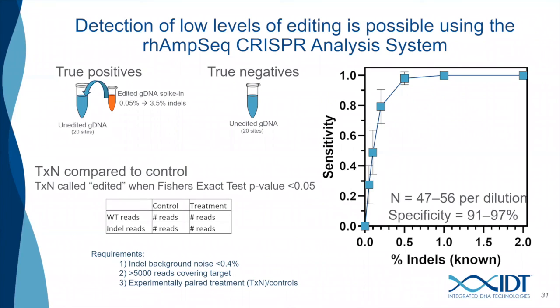Essentially what you can see here is that with 47 to 56 pairs per indel dilution, we're able to correctly characterize 95% of true positives down to that 0.5% indel data set. That takes into account that the indel background noise was less than 0.4% and that the reads were greater than 5%. That's a key requirement to be able to make that claim that we've shown.